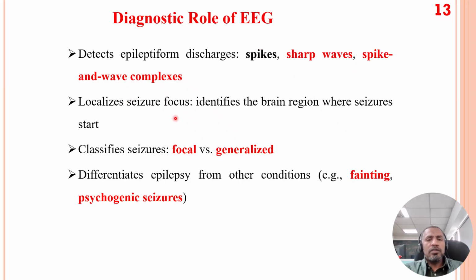It localizes the seizure focus, the target of seizures, to identify the brain region where seizures start, and it helps classify seizures. They can be classified as focal and generalized, and EEG also differentiates epilepsy from other conditions like fainting and psychological seizures.